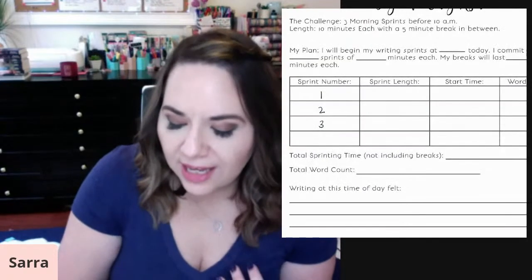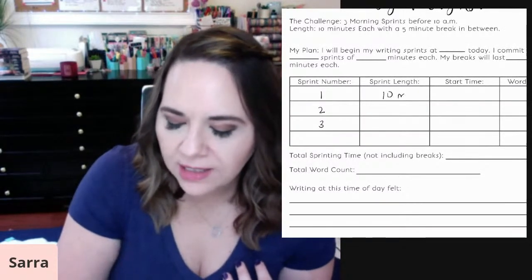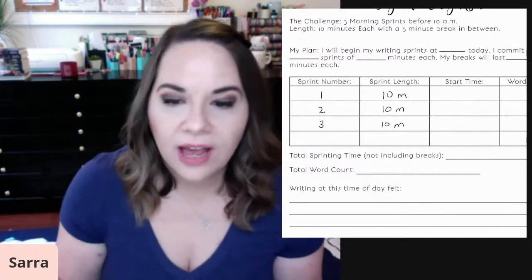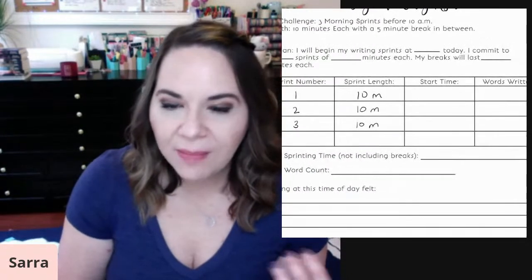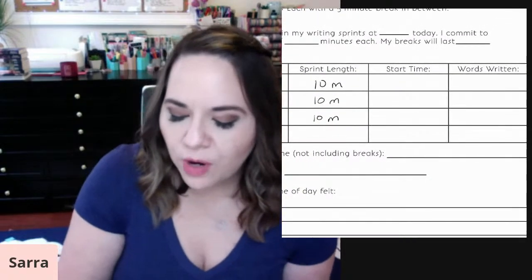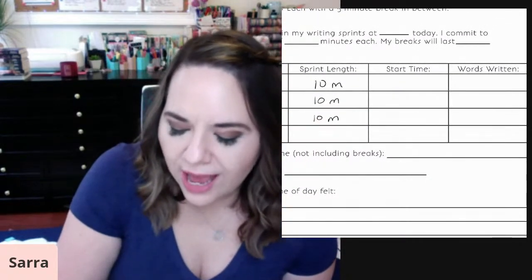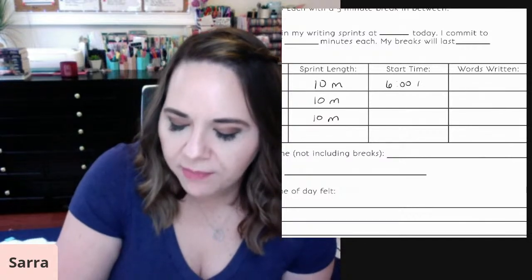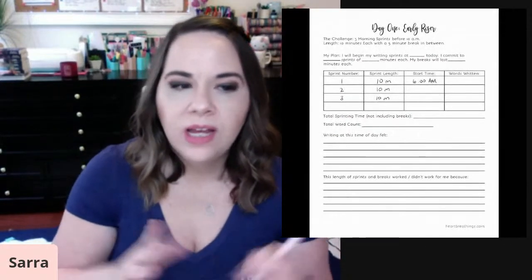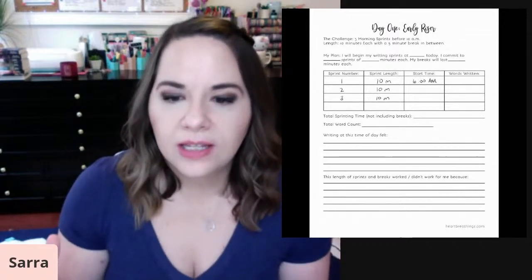Then the sprint length was supposed to be 10 minutes. So just marking that on here. And again, some people altered that for themselves, which is why I left that blank, okay? So the start time for you, if you wanted to, you could say that you started at 6 a.m. And the reason the start time is important is because you're going to take several factors into consideration.